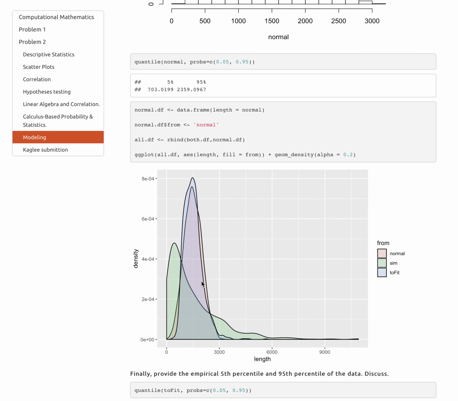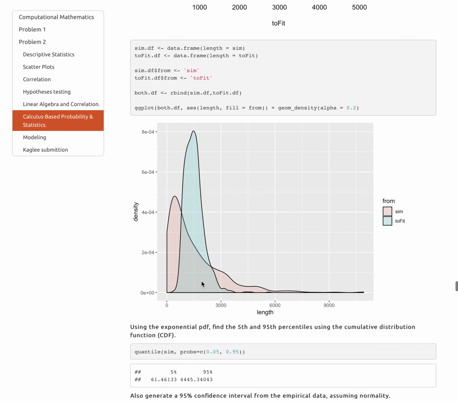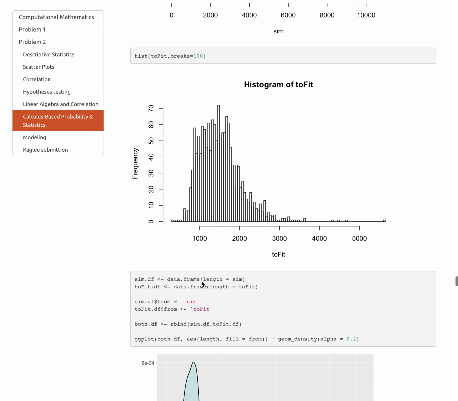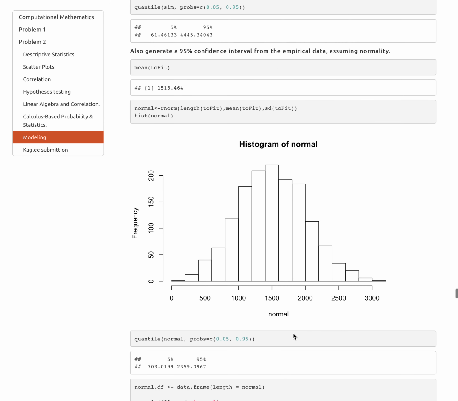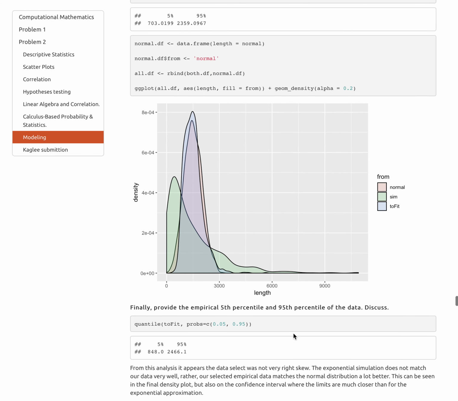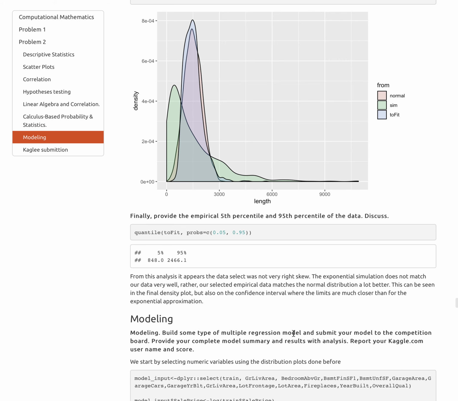What I found was that the normal model was actually a better fit than the exponential. So the data that we were supposed to pick at the very beginning was supposed to be right skewed, and I thought it looked right skewed, but it turns out that a normal model is a better fit.